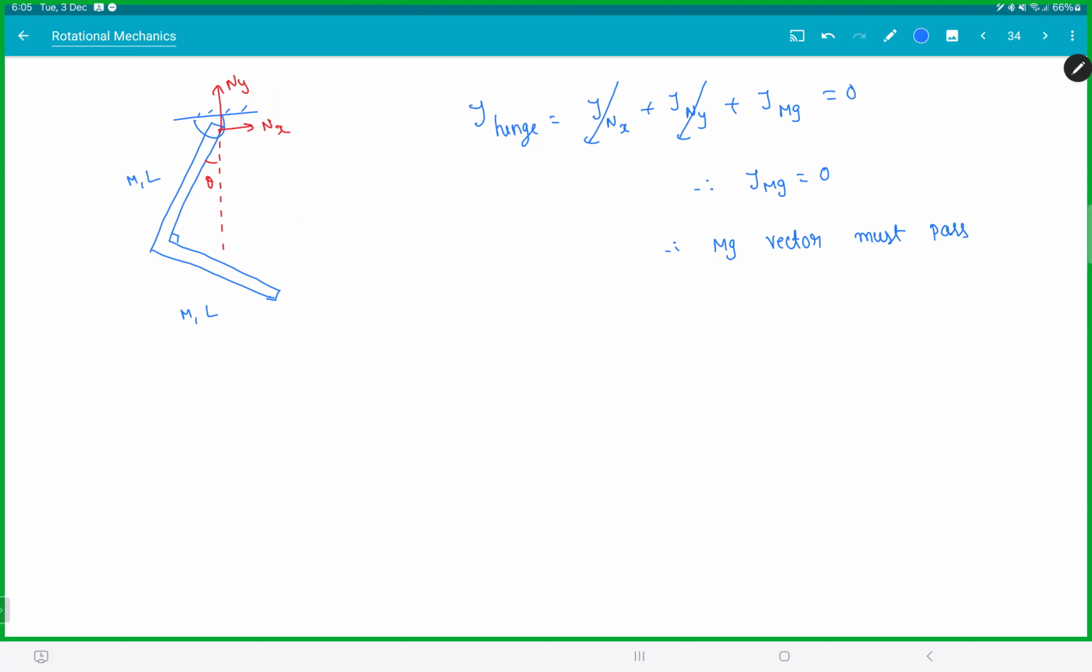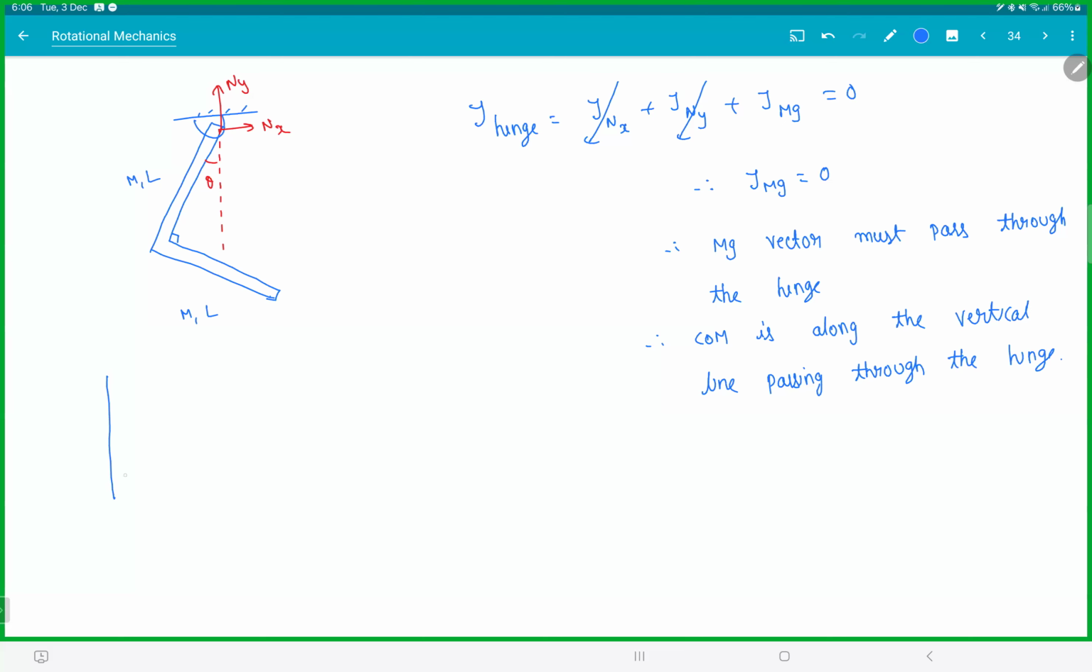If the torque due to a force is 0, it means it is passing through the axis. There is no other option. So it is vertical, it must pass through the hinge. Therefore, center of mass is along the vertical line passing through the hinge. So this is the proof actually. Perfect. So I just need to find the center of mass for this.